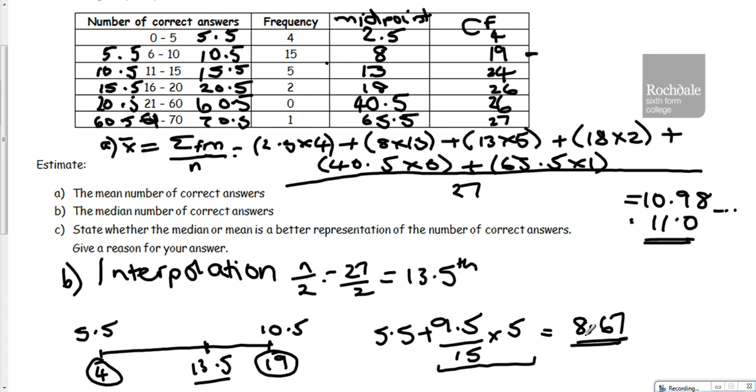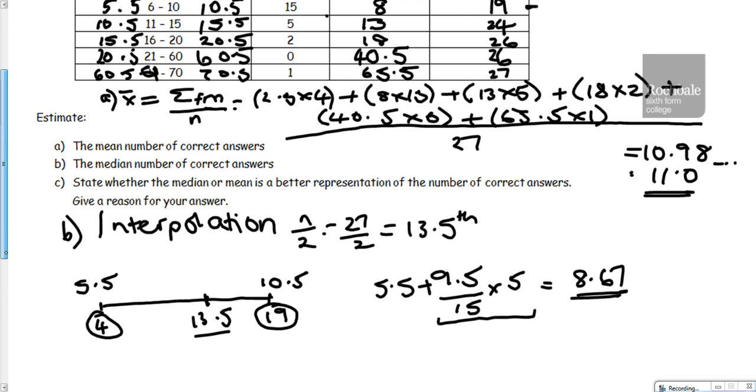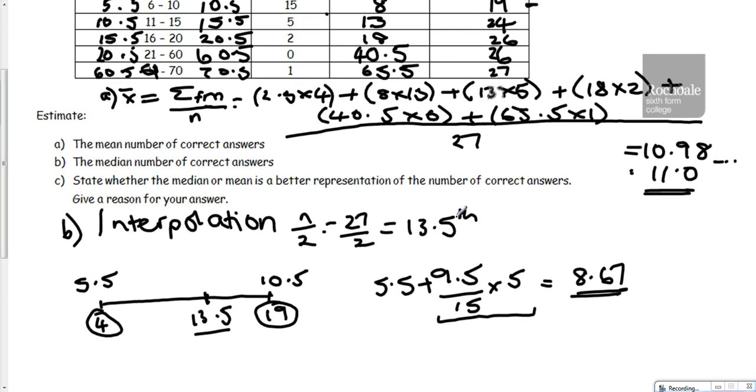So they're quite different. The mean is 11, and your median is 8.67. Okay, that's a process you really need to practice, that process of interpolation. And one of the crucial things to remember is we don't round. So that 13.5, you don't round it up.